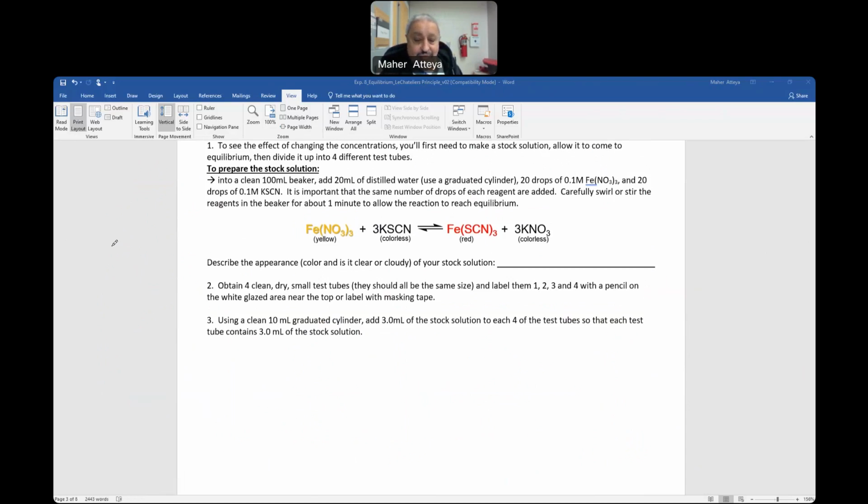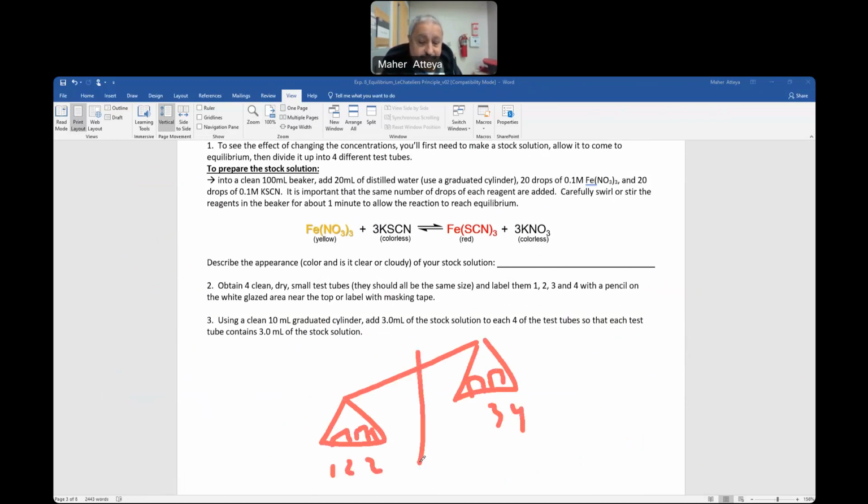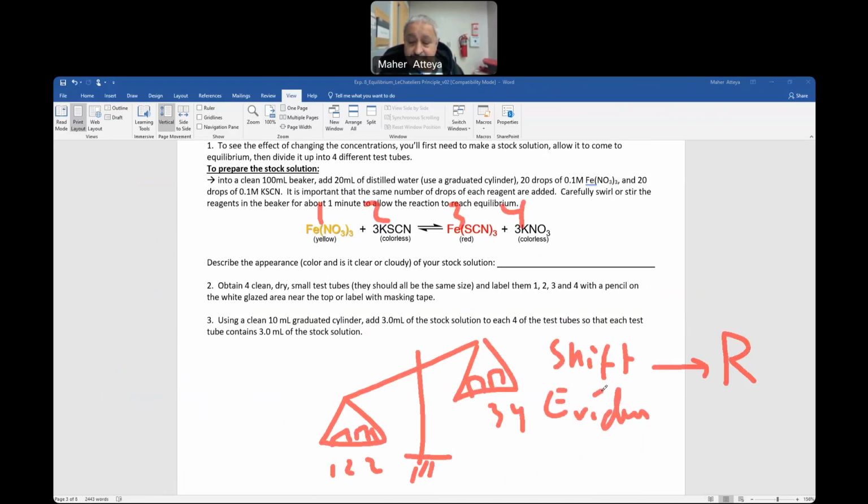So shift will be which way? So it was like this. Here we have 3 and 4. 1, 2, 2. 1, 2, 3, 4. Shift to the right. What evidence? More what? Red color, correct. This is for test tube number what? Number 2.